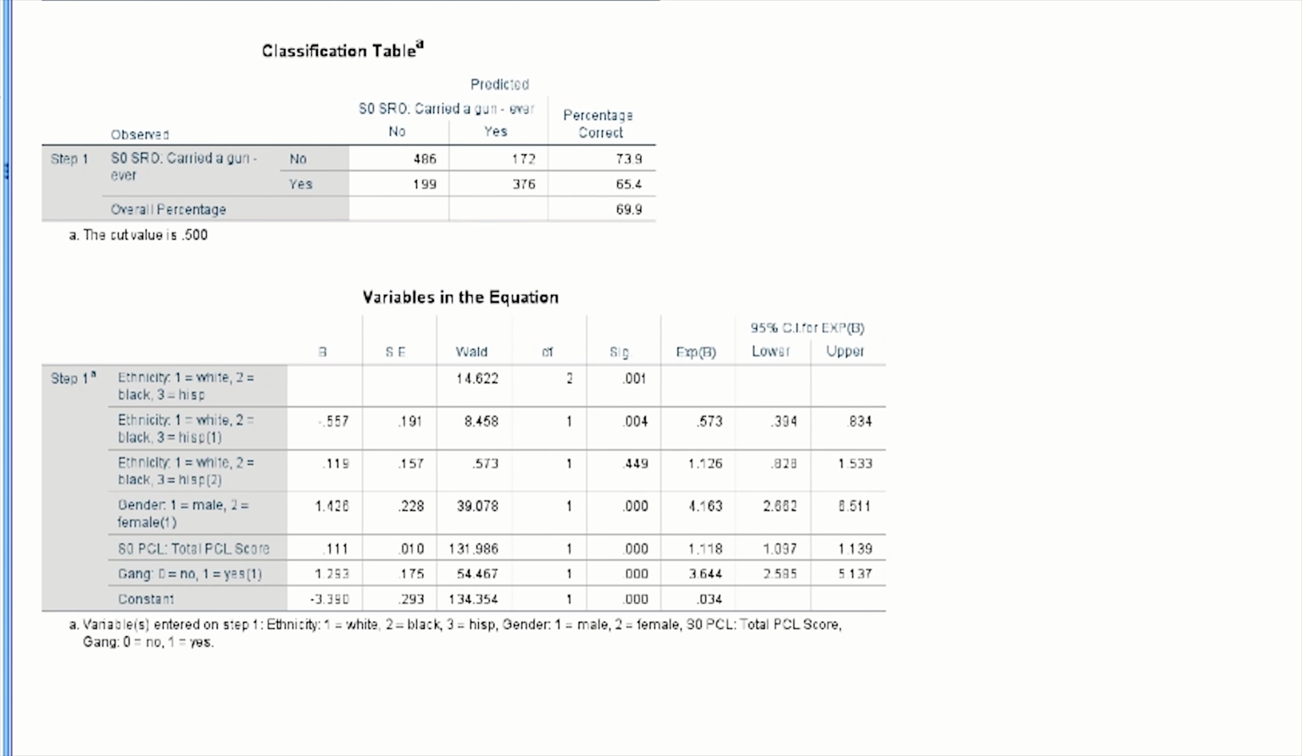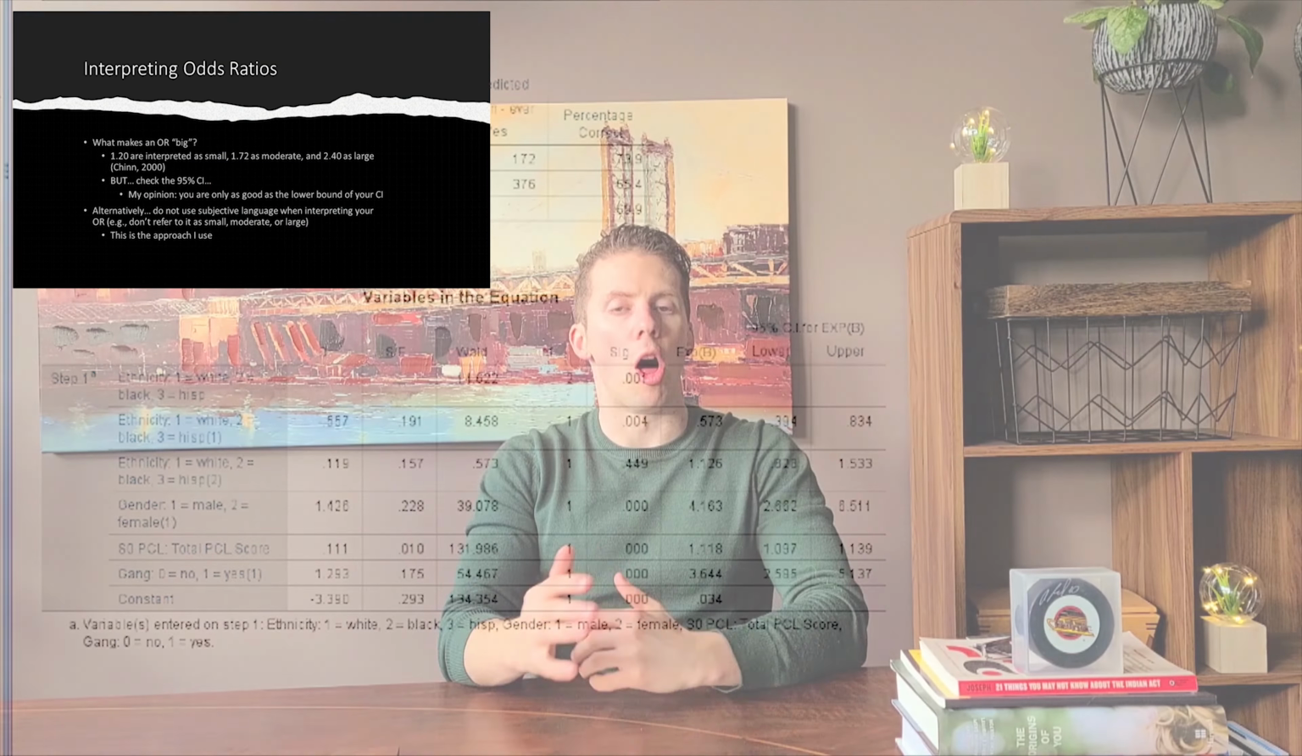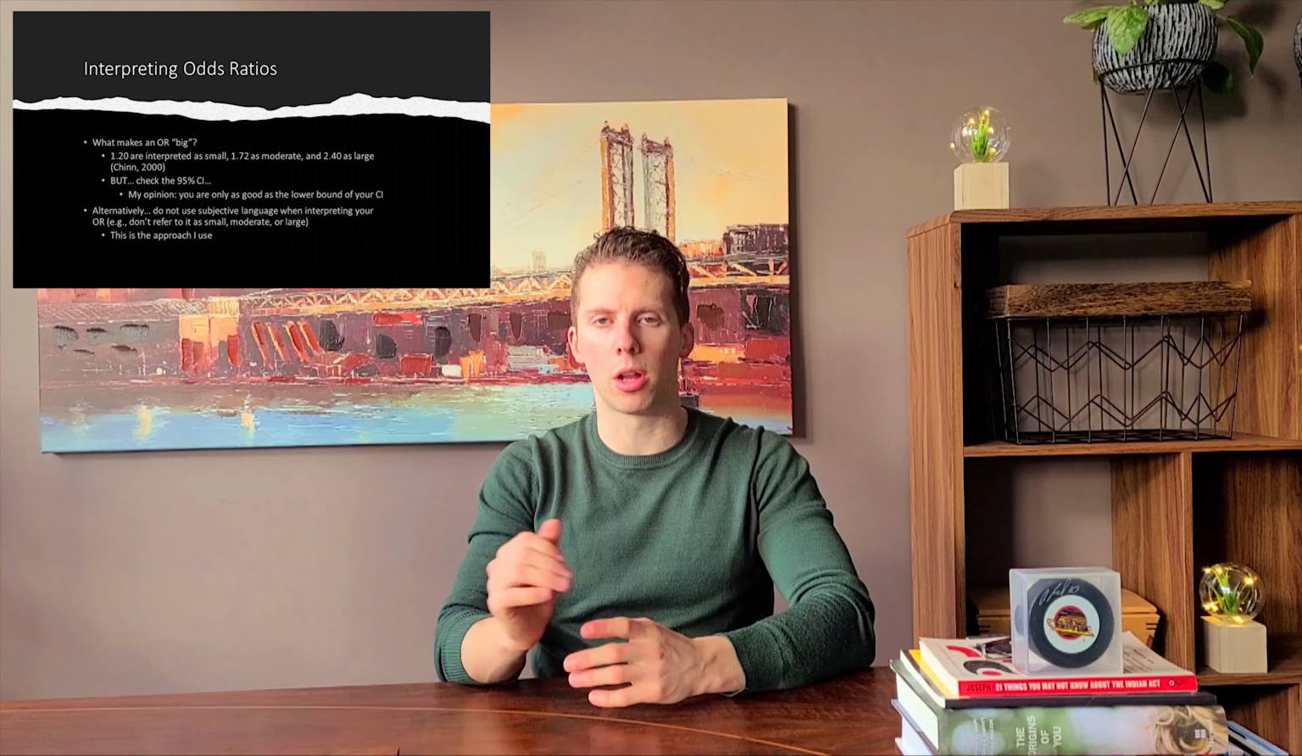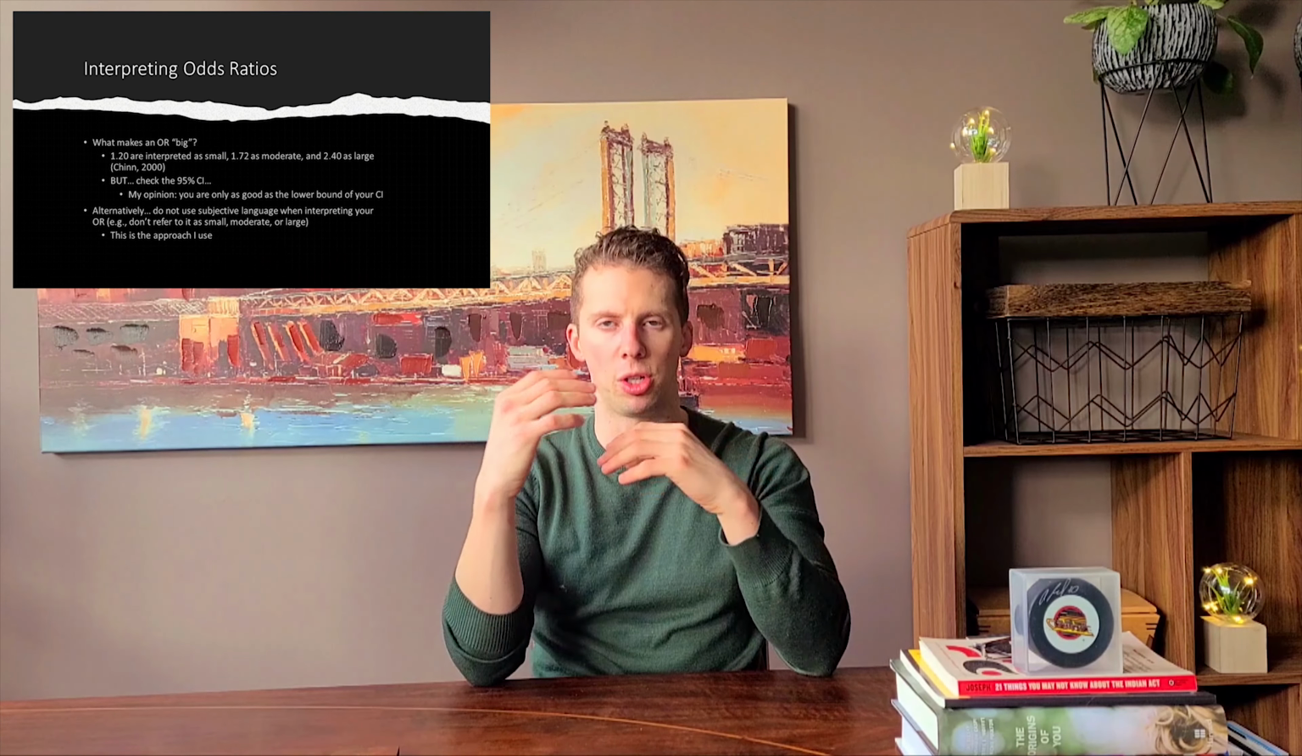You don't need to worry about interpreting non-significant variables. I will go through some more examples at the end of the lecture today about how to go about interpreting odds ratios. I'll hop out of SPSS again to talk a little bit about some subjective language that can often be used when we're looking at an odds ratio.